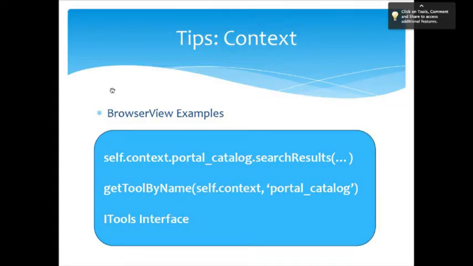Here's an example of a browser view and using some context. You can do it with acquisitions of self.context.portalcatalog.search results and get your stuff, or get tool by name, give it the context again, and retrieve the portal catalog. That also has a default, which is nice, so if you don't get the catalog back, you can predefine what would come back if there was some problem. And then you also have the iTools interface.